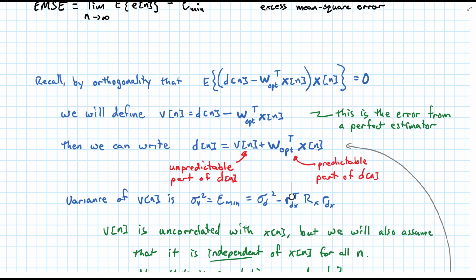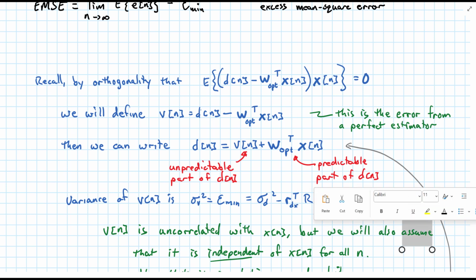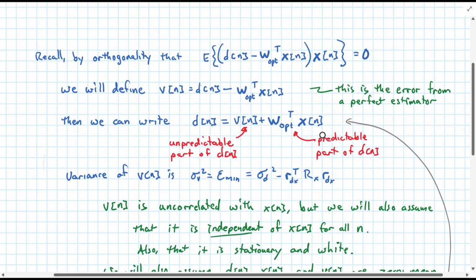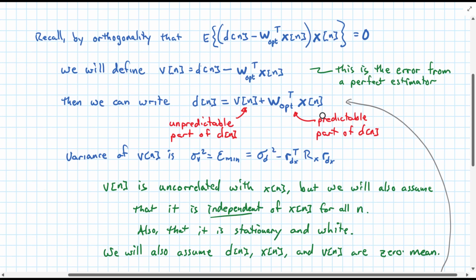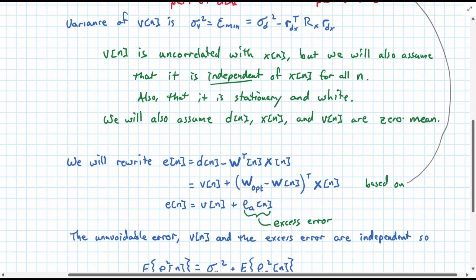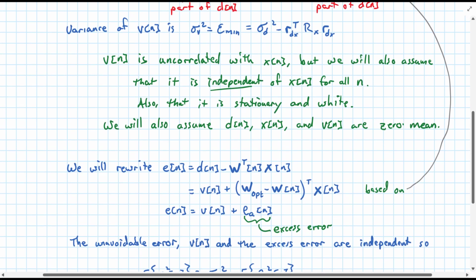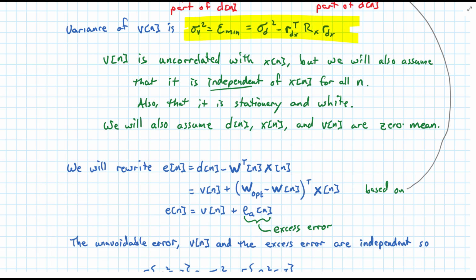We can then rearrange this equation to write that d, our target signal, is defined as the part that we cannot predict using xn plus the predictable part of dn based on our optimal filter and x. So the variance of this, the expected value of v squared, is our E min, right? Because this is defined as the error that we cannot predict, the only error that will come out when we have an optimal filter. And that's sigma d squared minus r dx transpose Rx inverse r dx. So this expression right there.